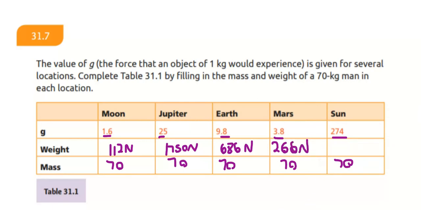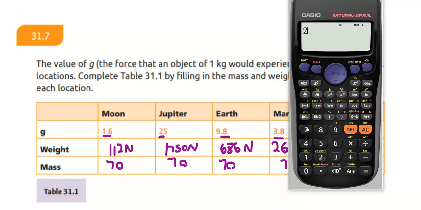And then finally the Sun, which has an excessive amount of gravity, which means you're not going to escape the surface of the Sun because you weigh 19,180 newtons.